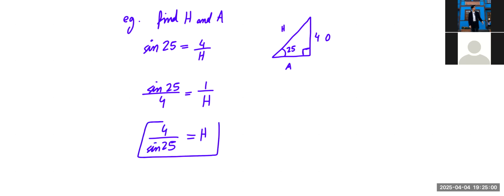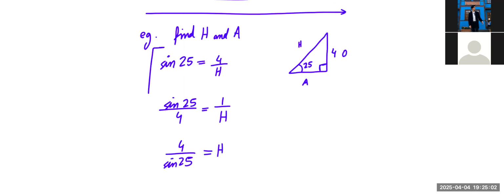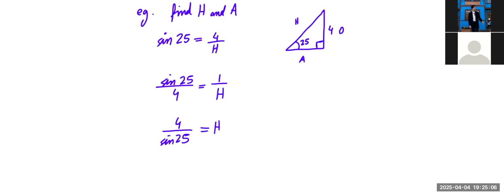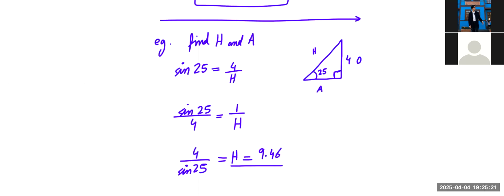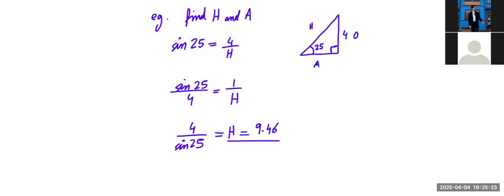Be very careful with this, okay? There's only one step you can do wrong, and that's this. In this whole question, this is the only thing that can go wrong: algebraic manipulation. So what is H now? 9.46. Exactly. And similarly, you can find the adjacent. Can you try to find the adjacent from scratch and tell me how you did it? Try to be as quick as possible.